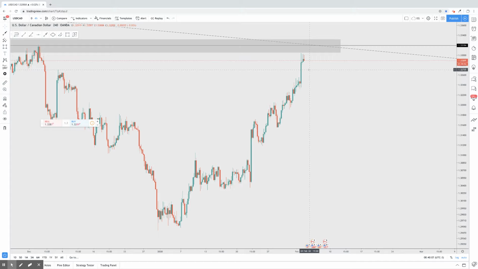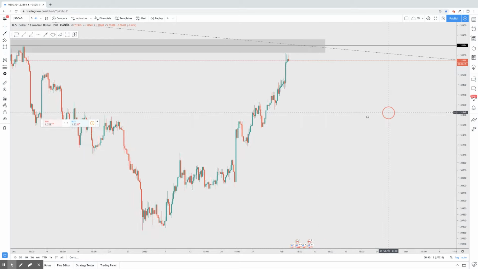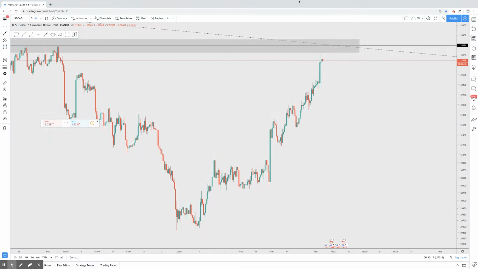I don't mark up the US Canadian dollar too much. Definitely don't do full on videos, but did want to point out that significant level there because it's something to be cautious of. There were so many entries on this pair this week. It was awesome. I think the group and I got in multiple trades here. So it'll be interesting to see what happens at this level.